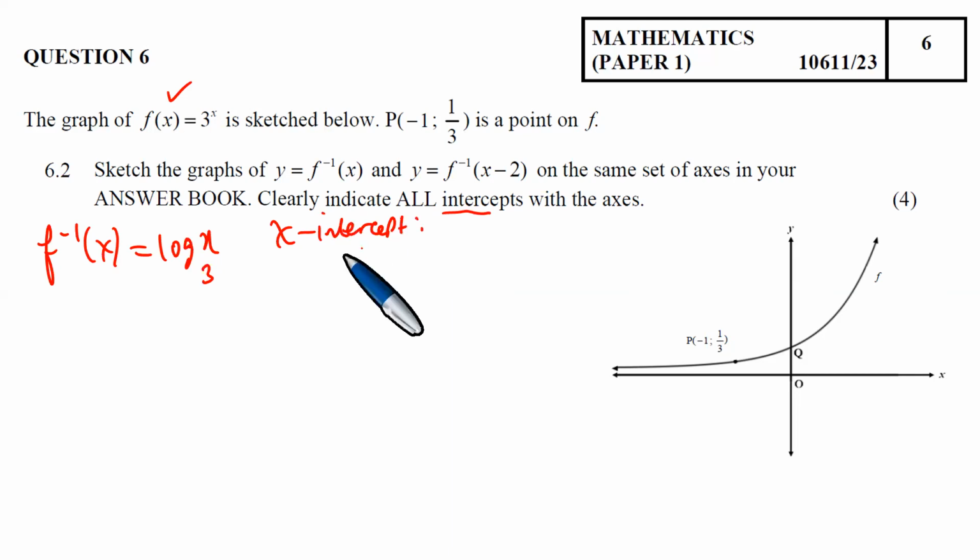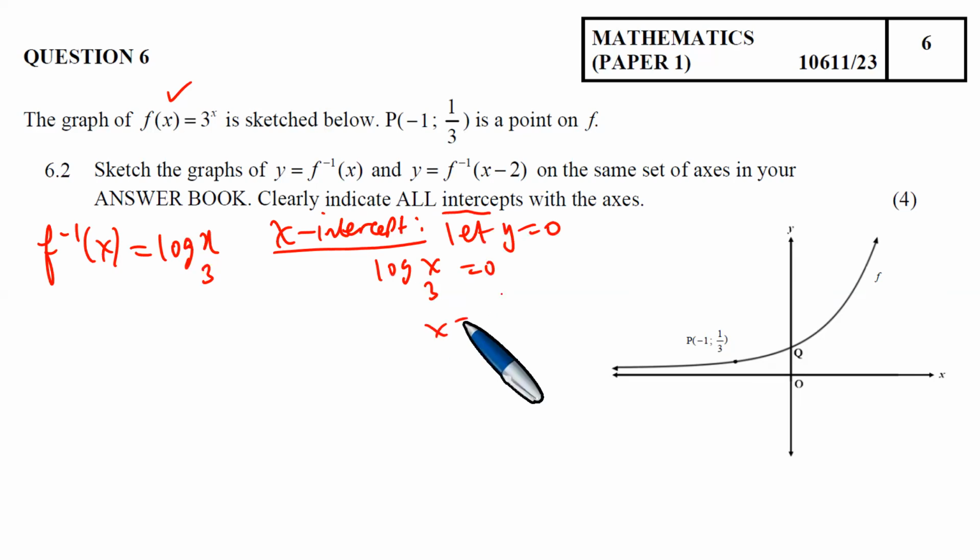What is the x-intercept? To get the x-intercept of the graph, for example, you need to let y be 0. If y is 0, then you have log of x base 3 equals 0, which means x is 3 to the power 0, which is 1. So x is 1 and y is 0. We have the point (1, 0).